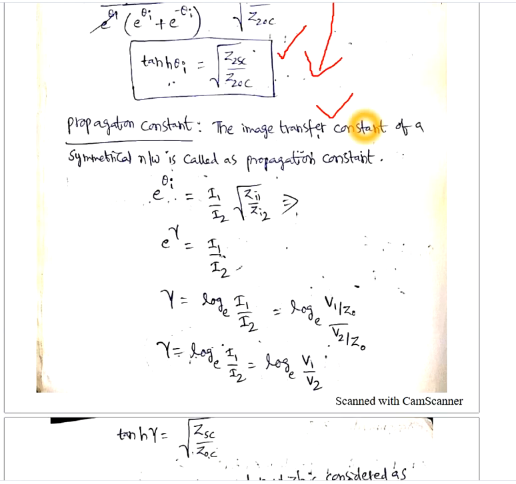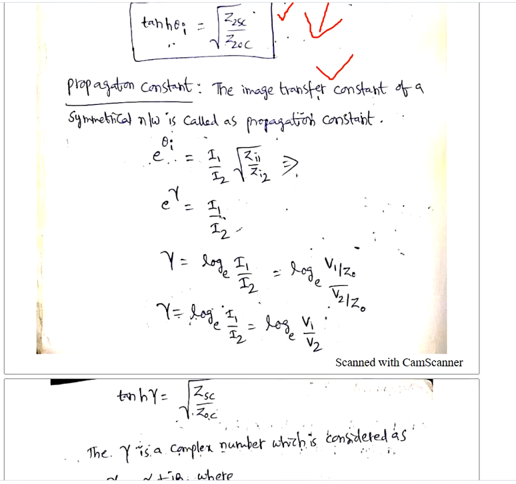So we all know that e power theta i is equal to I1 by I2 square root of Zi1 by Zi2, where theta i is image transfer constant, but now we will replace that with propagation constant, considering it as a symmetrical network. So if it is a symmetrical network, Zi1 and Zi2 are equal, we already derived it, then it will be under root of 1. So that's why we are going to eliminate that. Then it will be e power gamma is equal to I1 by I2. Right, now we will see what is this gamma.